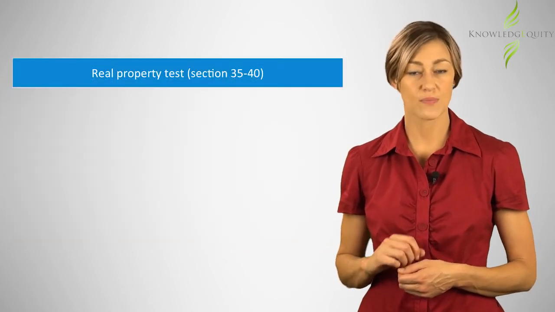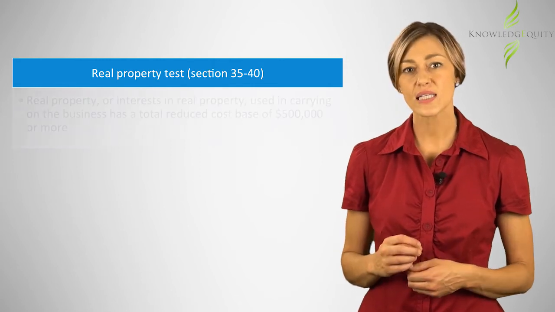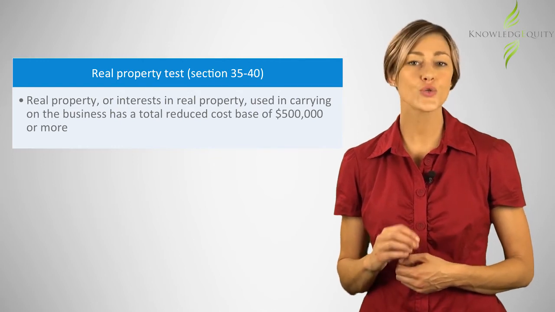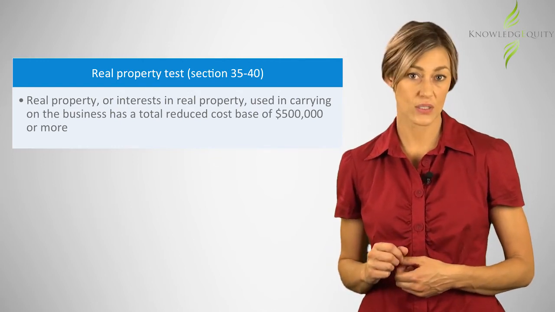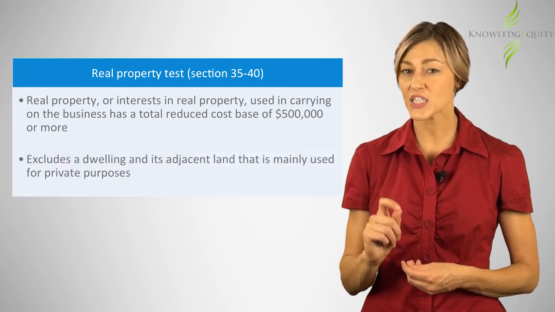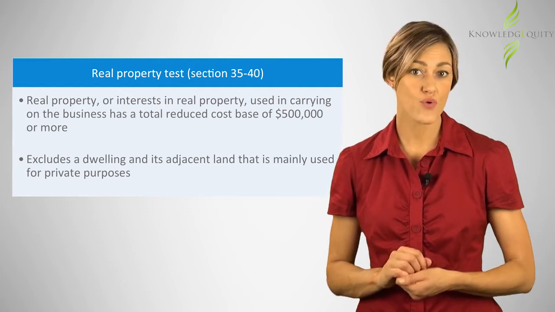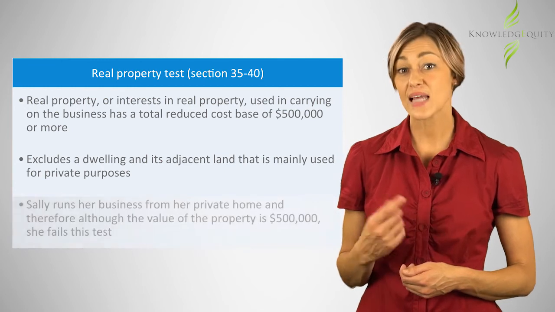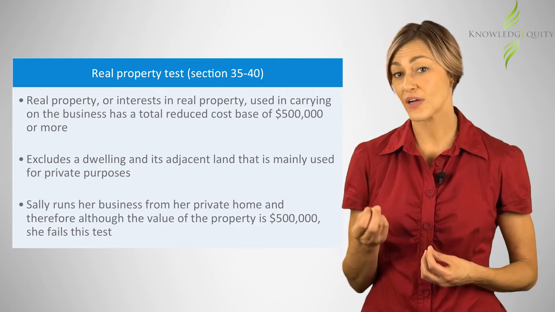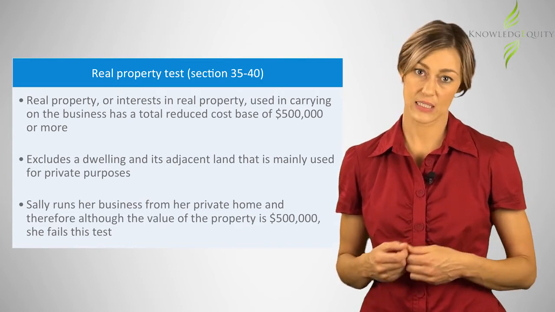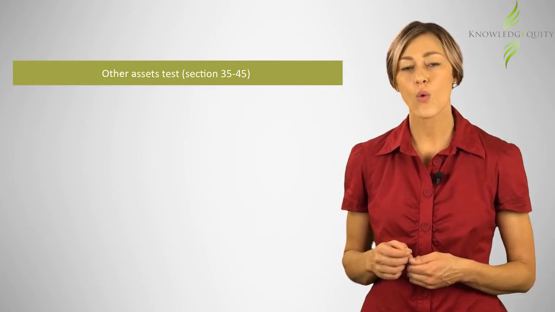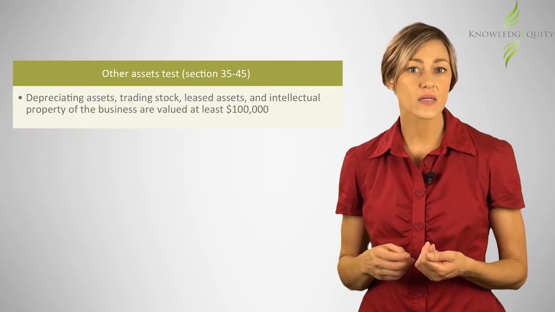The real property test per Section 35-40 requires that the real property or interests in real property used in carrying on the business has a total produced cost base of $500,000 or more. It is important to note that this excludes a dwelling and its adjacent land that is mainly used for private purposes. Sally runs her business from her private home, and therefore, although the value of the property is $500,000, she fails this test.